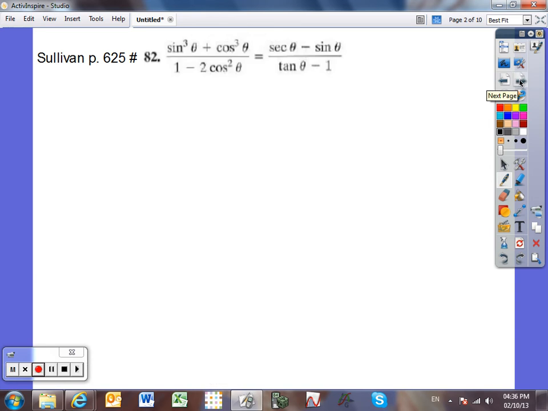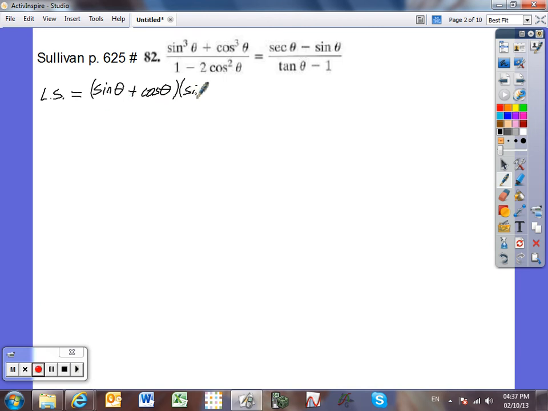Number 82. So let's start with my left-hand side and try to transform it into the right-hand side. I've got a sine cubed plus a cosine cubed. That's a sum of cubes. So I'm immediately tempted to try to factor that out and see whether that will help with anything. At this stage, I think it's just really experimentation, but we'll see how we go. So my sine theta plus cosine theta would be a factor.